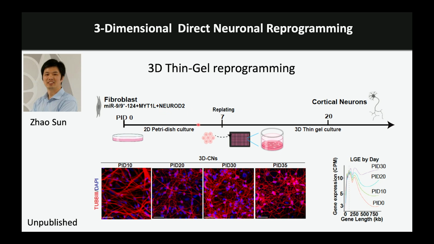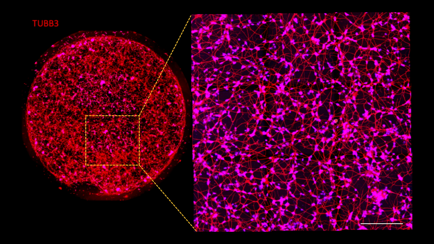So we push them towards cortical neurons, but in the middle of the reprogramming, we replate them into a thin layer of Matrigel. So the cells still reprogram in a three-dimensional context. And as you can see by long gene expression over time, around day 30, they really reach the enhancement of long gene expression. Typically, this is what the cells look like. This is one example where we have the cells in a 96-well context. You can see that cells are very much enriched with the reprogrammed neurons in the thin gel layer.